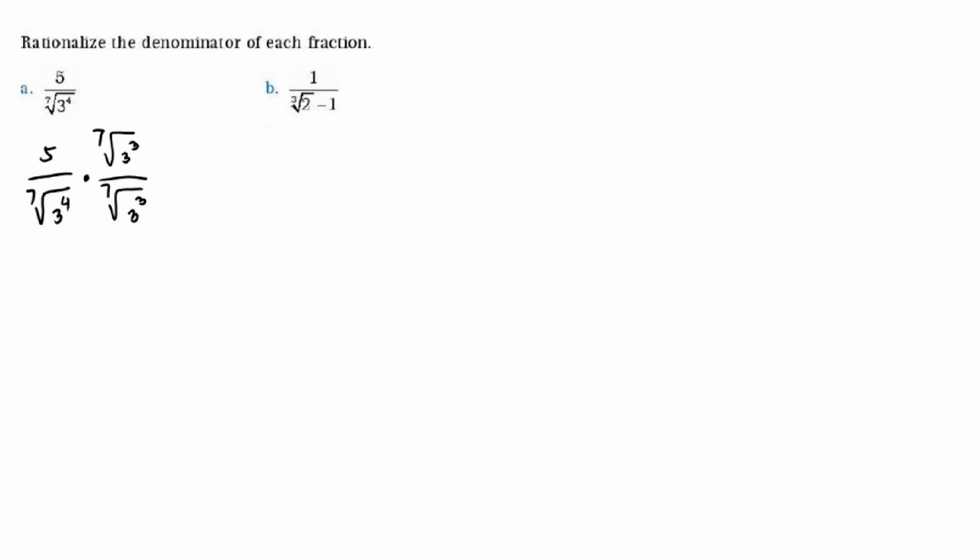So multiplying numerator by numerator as well as denominator by denominator, we can write now 5 times the 7th root of 3 to the 3rd power over, this is the same index, we have 7, and 3 to the 4th power times 3 to the 3rd power, whose product is 3 to the 7th power. And we know that this can be cancelled. That's why we have 5 times the 7th root of 3 to the 3rd power over 3.